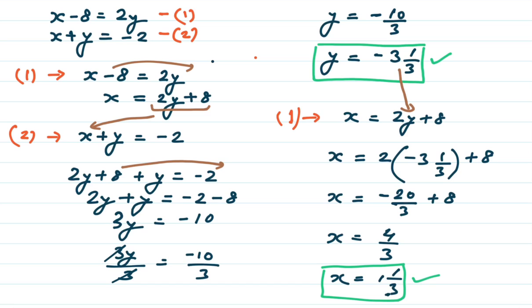If you plot these two equations on a graph sheet, the meeting point of the straight lines would then be 1 1/3, comma, negative 3 1/3.